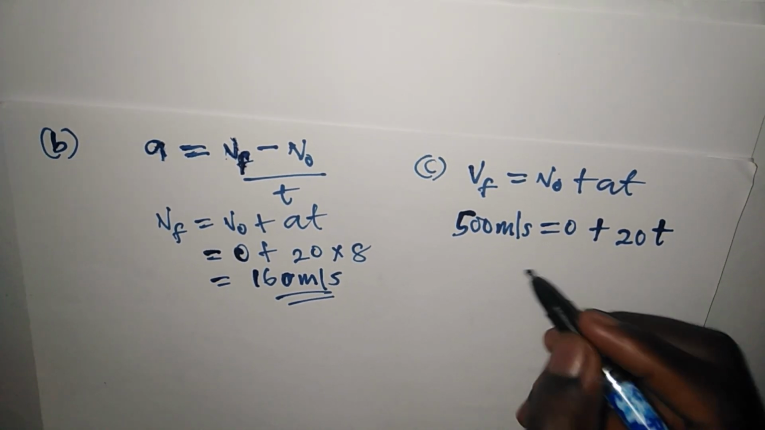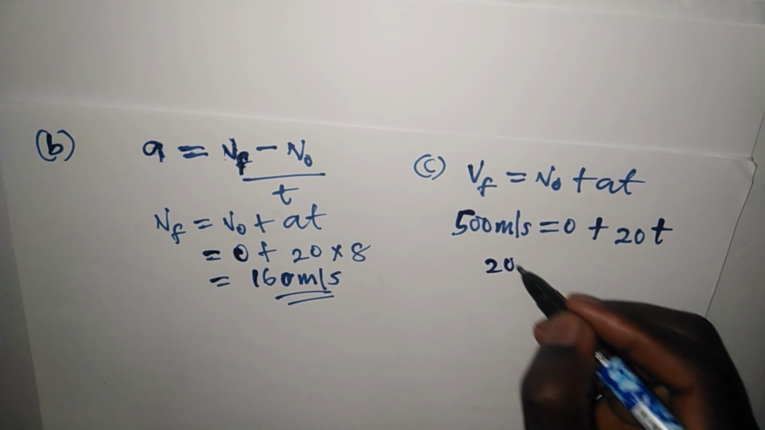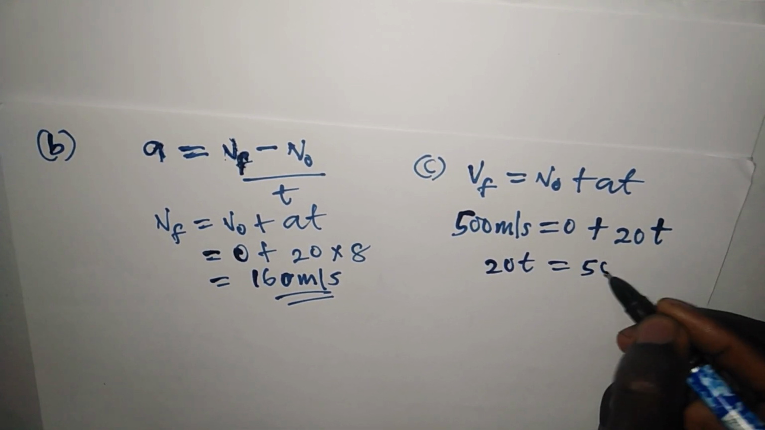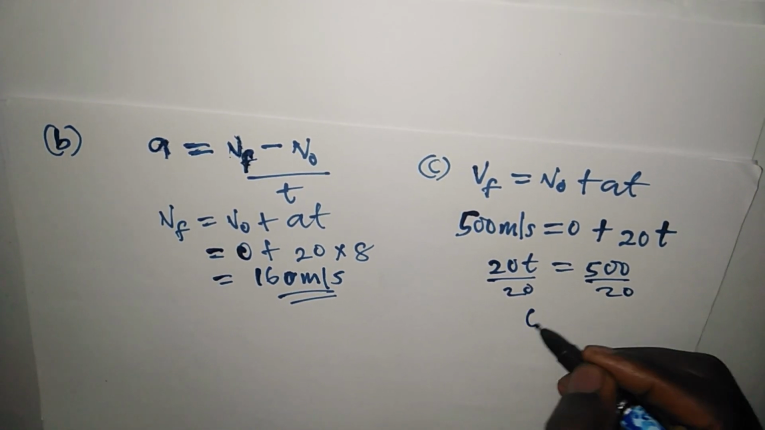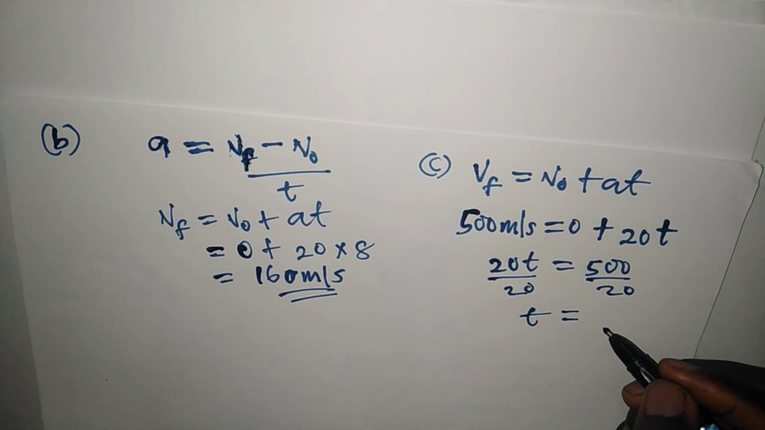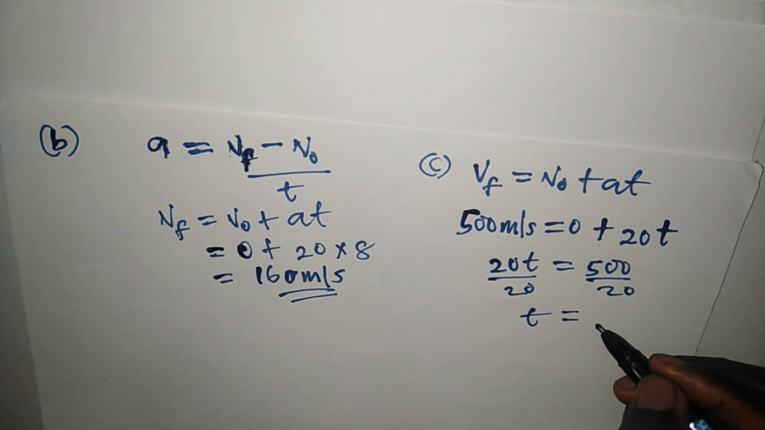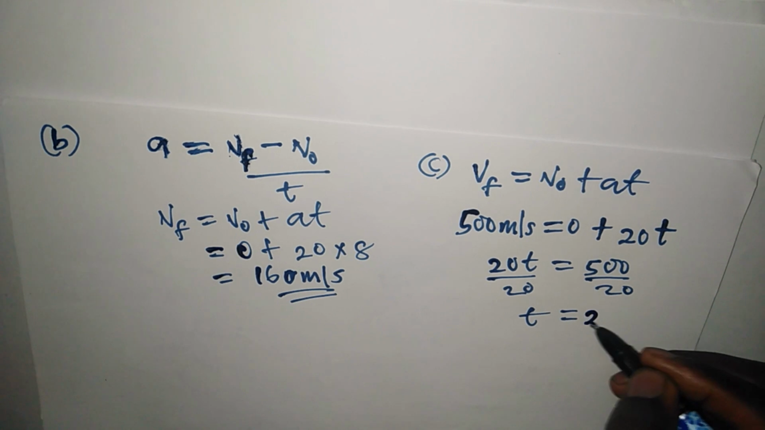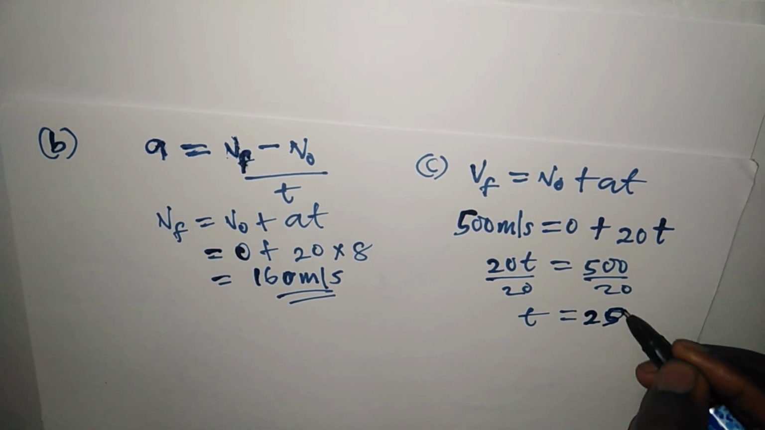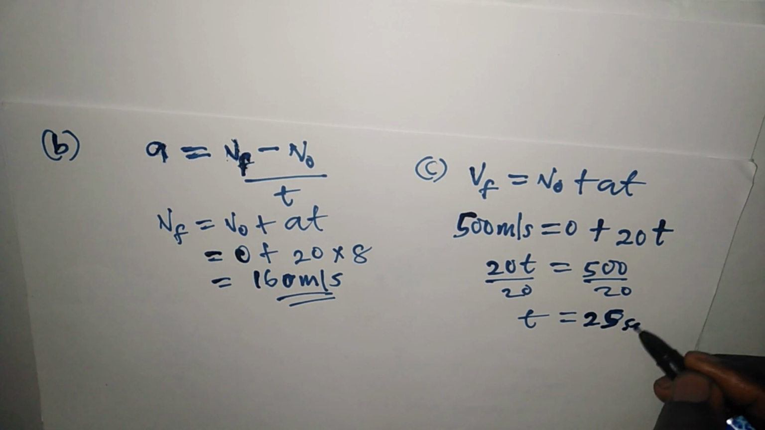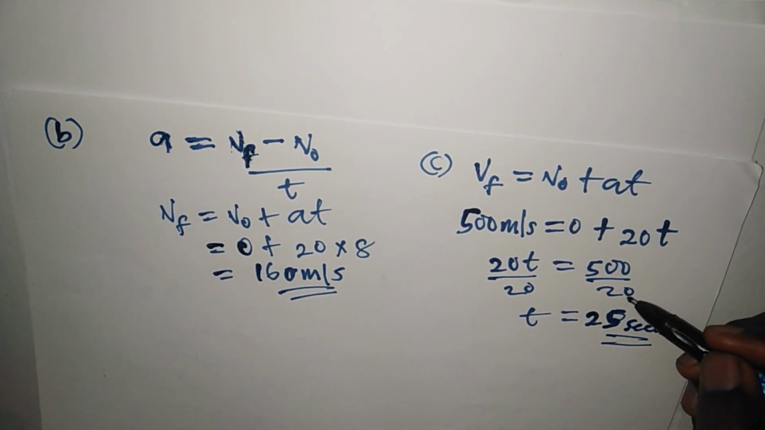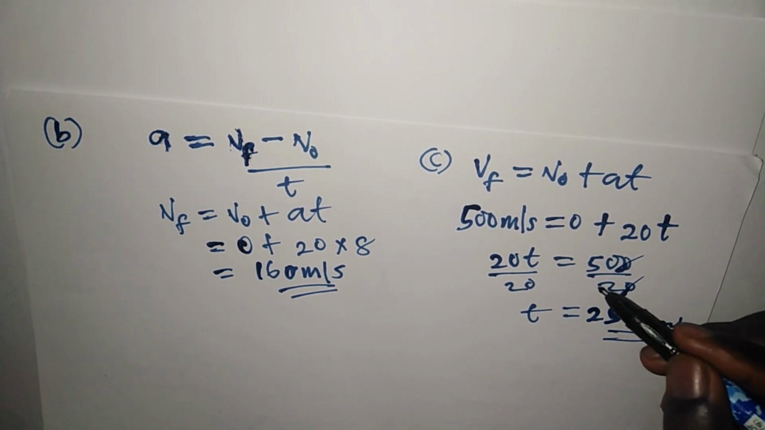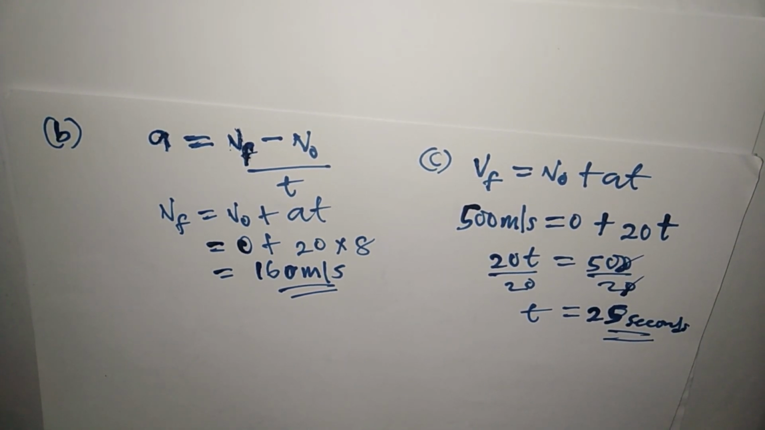So now 20 t is equal to 500. Divide by 20, divide by 20. T is now going to be equal to 25 seconds. And to do that easily, you can say 50 divided by 2 is 25. The next question.